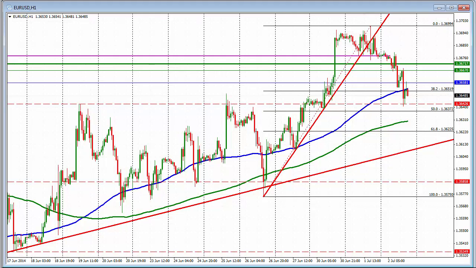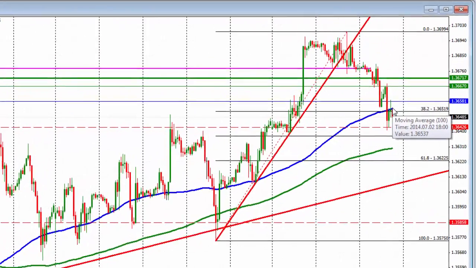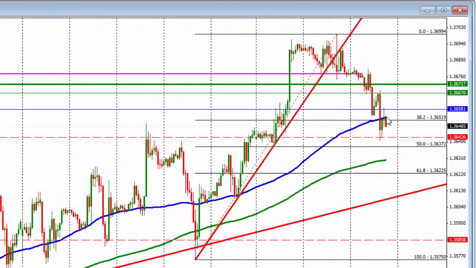Let's start with the euro versus the US dollar. That blue line in the chart right here represents the 100-hour moving average. The current price in the last hour just came up to that level at the 1.3653 level, and the market has come off a little bit, currently trading around the 46 level.